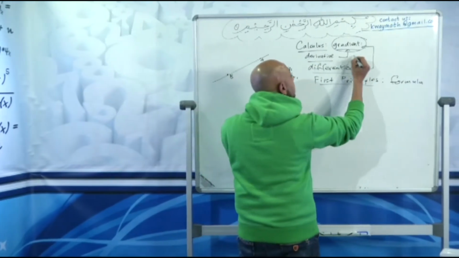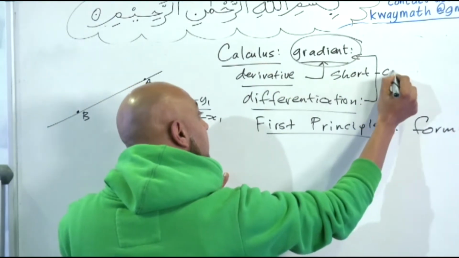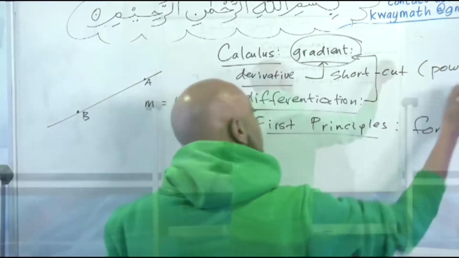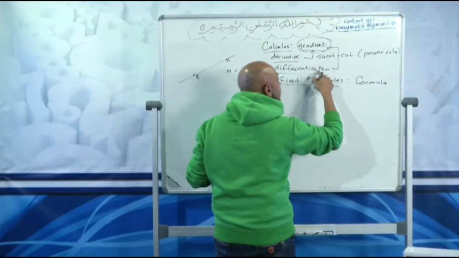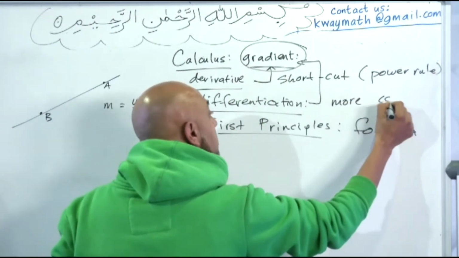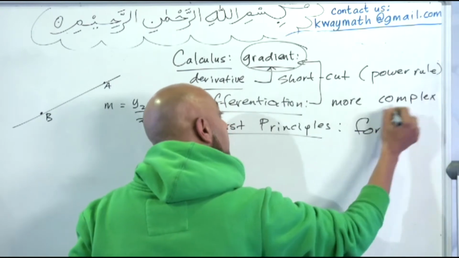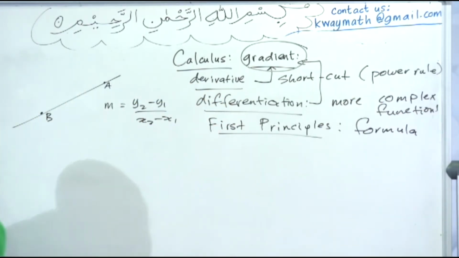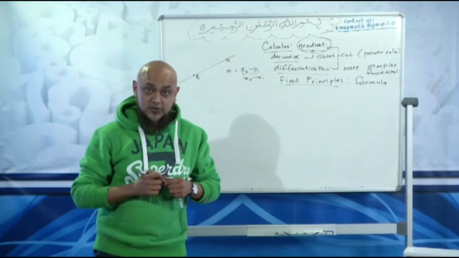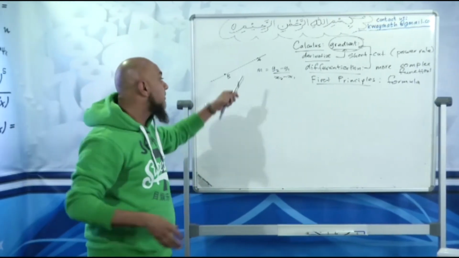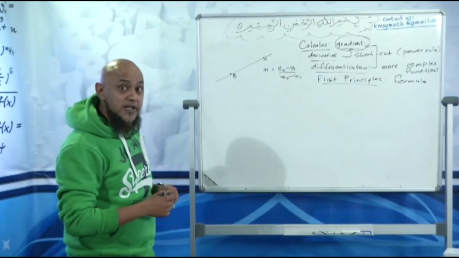Derivative is using the shortcut or the power rule to find the gradient. Differentiation is also finding the derivative for more complex graphs. So all these three mean exactly the same thing. Now, so many of you say, no, I don't believe you. What is the relationship between calculus and y2 minus y1 over x2 minus x1?